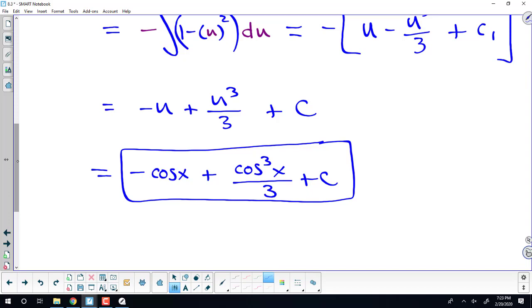Okay. So that's what we're looking for, powers of sines and cosines. Which one's odd? Split one of them off, use substitution and Pythagorean identities, that's it. Any questions on this?